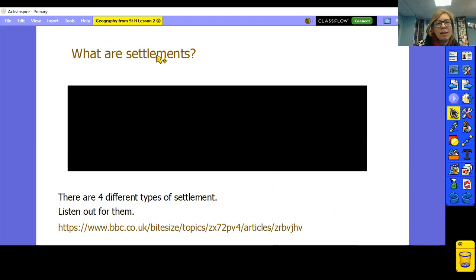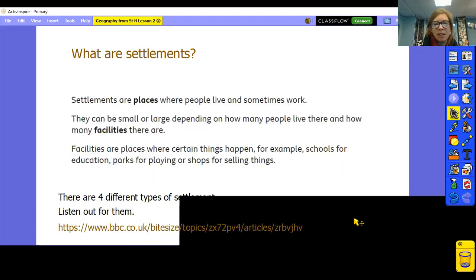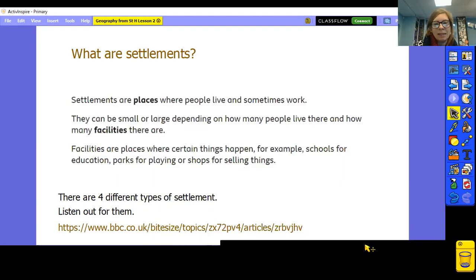Okay, so what are settlements? So we know from our topic lessons that settlements that the Romans built were like towns. They were places where lots of people would live, but there are different types of settlement. So settlements are places that people live and sometimes work. They can be small or large depending on how many people live there and how many facilities there are. So that's things like shops and stuff like that. Facilities are places where certain things happen. For example, schools for education, parks for playing, or shops for selling things.